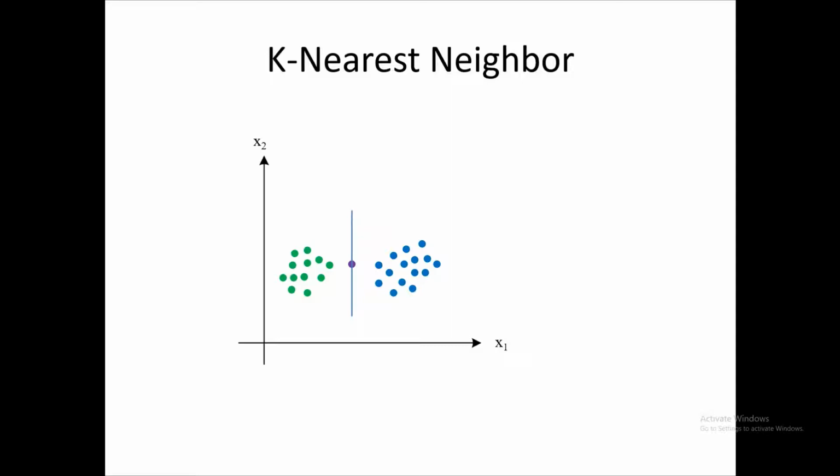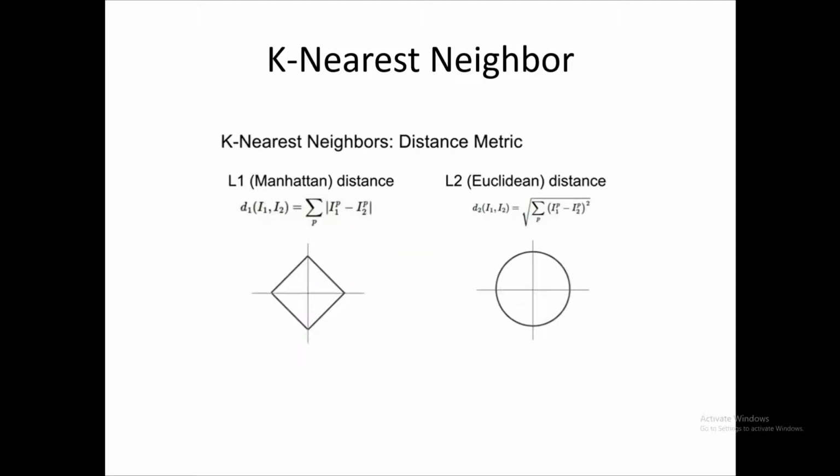The way we find the nearest neighbor is using a distance metric, or the similarity between the data. Basically we use two methods: one is the L1 distance, and the other is the L2 distance. In L1 distance, we take the absolute value of the differences and sum them up. In the case of Euclidean distance, we take the differences, square them, sum them up and take the square root of that sum.